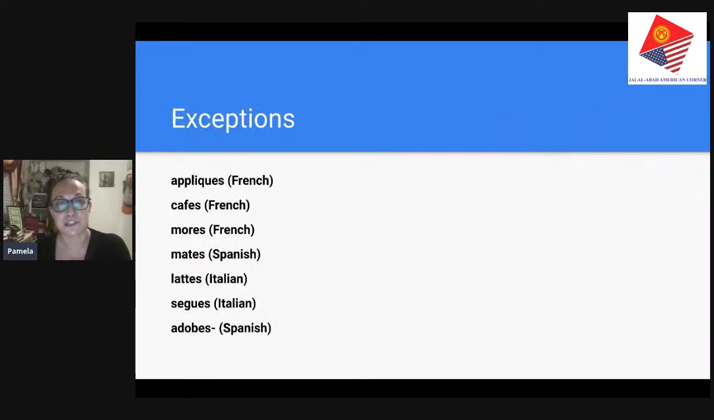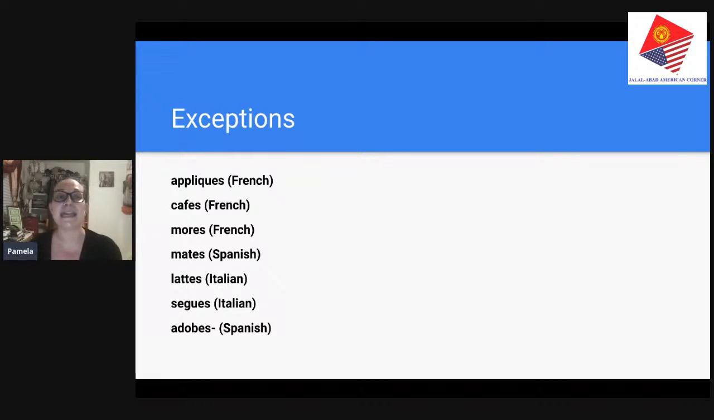Of course, there are exceptions. These are words from other languages that you will see. Some of these are a little bit more uncommon, but just be aware that once in a while, when a word is foreign, you can kind of guess. I think cafe is the one that we're most familiar with. It's the most common. We have it in Russian and Kyrgyz and English, cafe, right? So this doesn't follow English pronunciation spelling rules because it's not an English word.